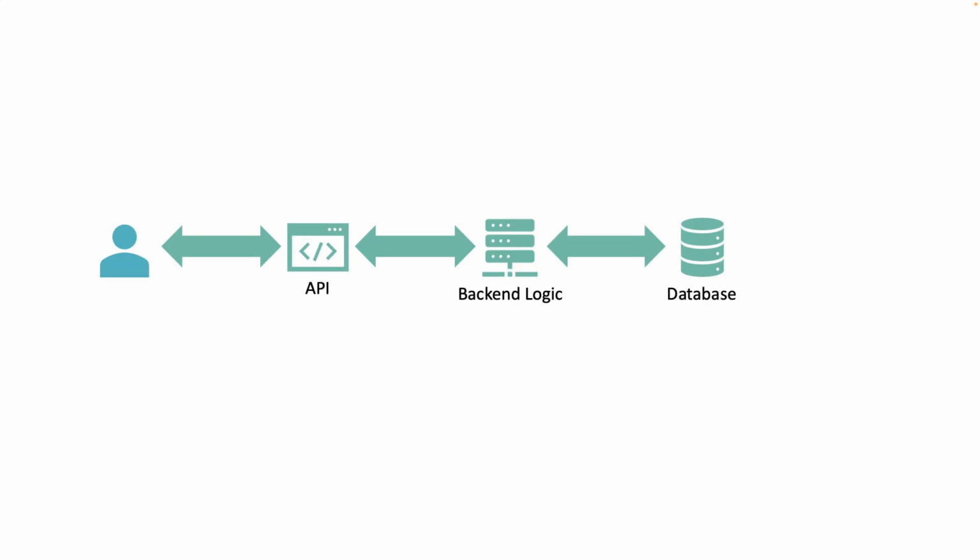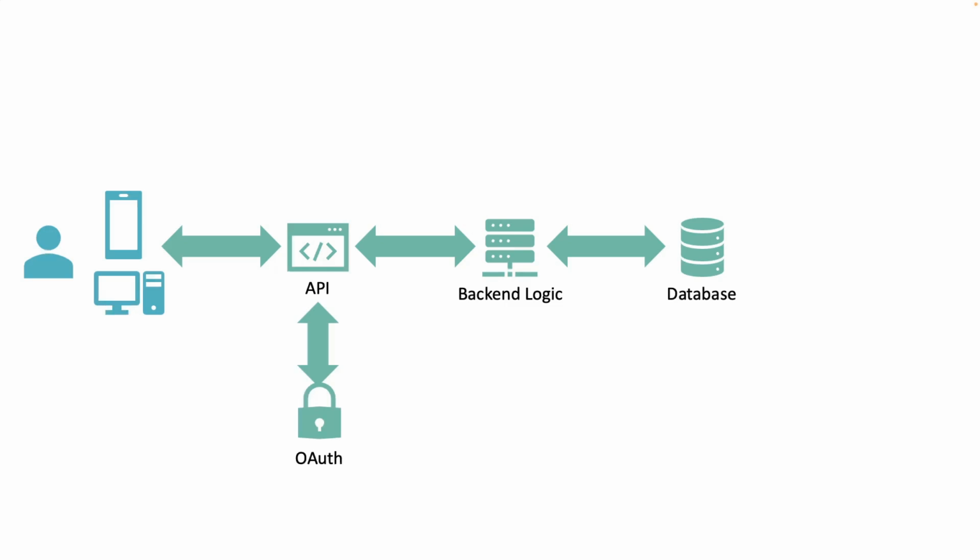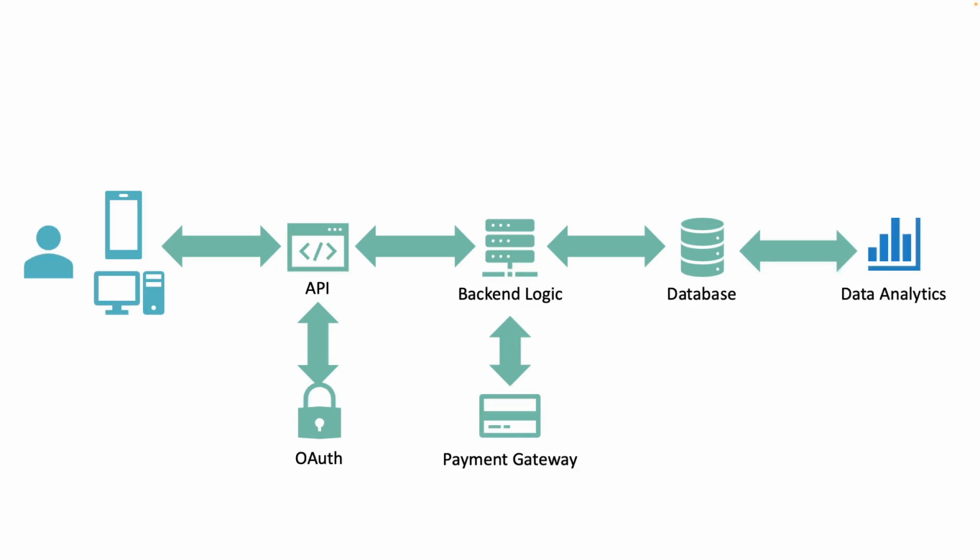So you can imagine here, you've got a user, and because you're a modern application, you let them use mobile devices and desktops, and to make it easier, you have an API. Your API is then connected to OAuth, so to use social logins. Maybe you're using a payment gateway as part of your backend logic. Your database is connected to a data analytics platform.